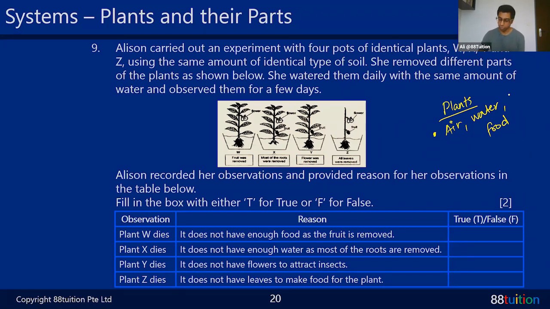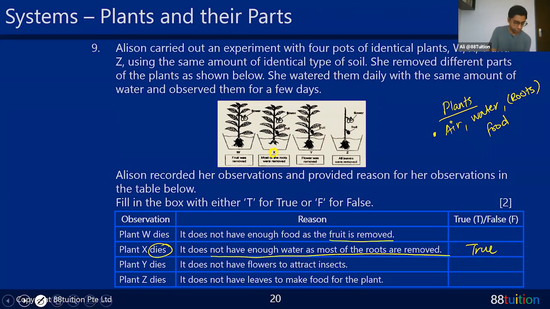To have water, you need roots. So plant X has the least roots, may die because there's not enough water. So if plant X dies, it's indeed because there's not enough water, because there's not enough roots. Now, plant W dies because it does not have enough food as the fruit is removed. Hey, does the fruit give the food or is it the leaf that gives the food? So it's not about the fruit. So this is false.